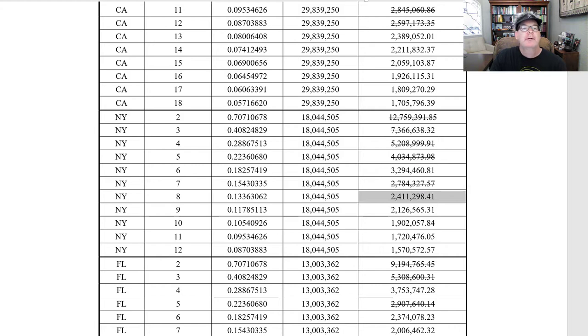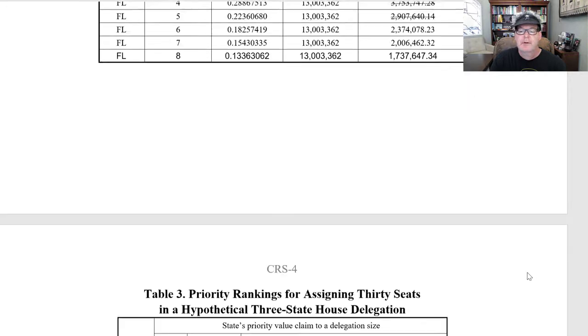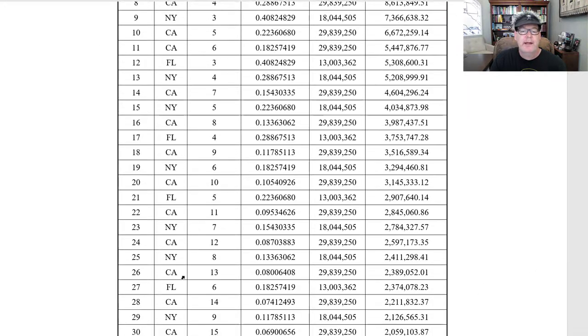There we go. So New York gets that 25th seat. And verify it as what they have down here. New York got the 25th seat, that one right there. And then it'll be California gets the 26th seat.